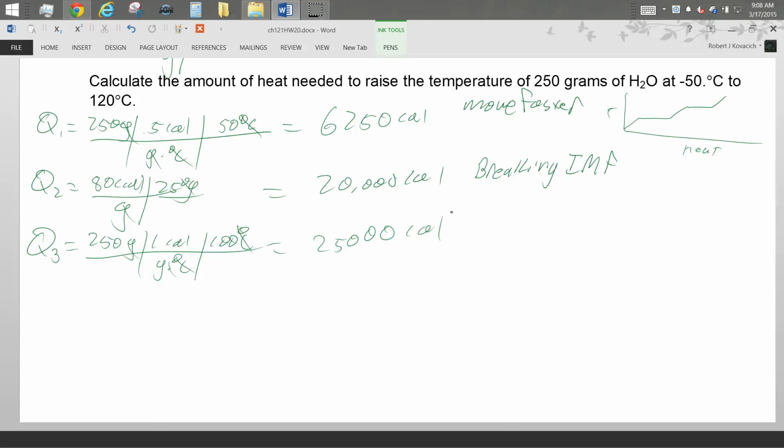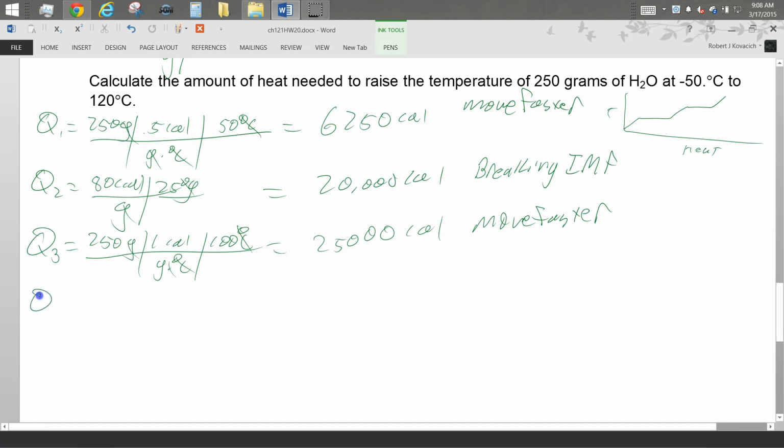Just to get them moving faster. They're moving faster. What is this 25,000 calories definitely not doing? It's not boiling, not evaporating, not changing state.